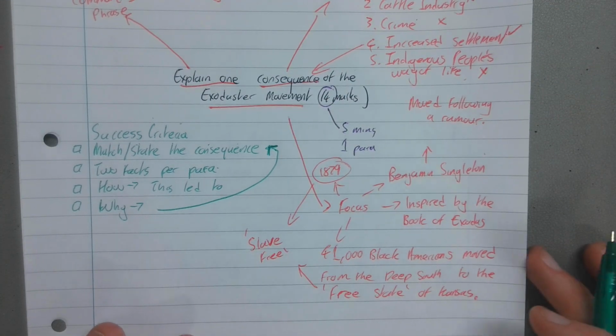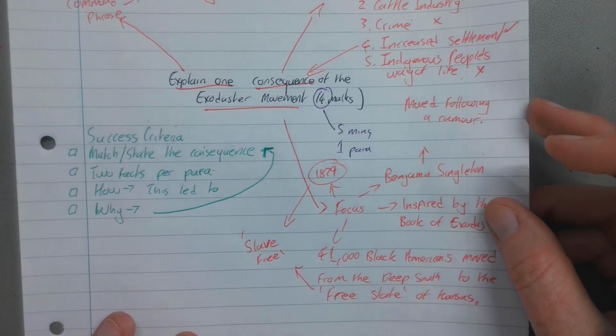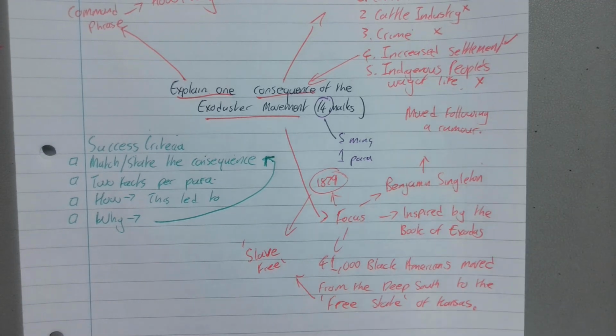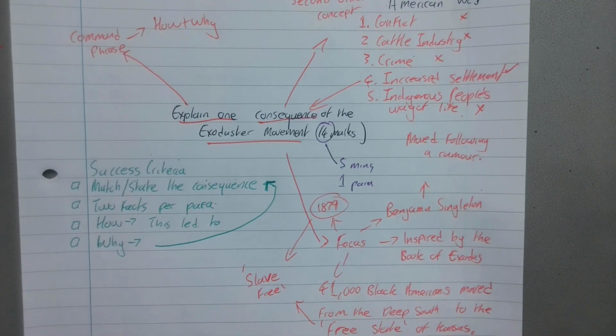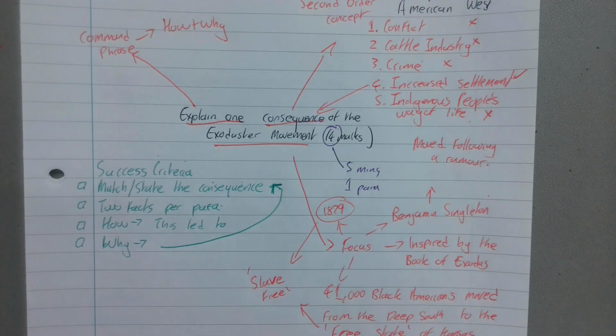Okay? So it's a 5-minute question. So what I'm going to suggest to you right now is that you press pause, set a 5-minute timer, and have a go at answering the question: explain one consequence of the Exodus movement of 1879. And I'll see you shortly.